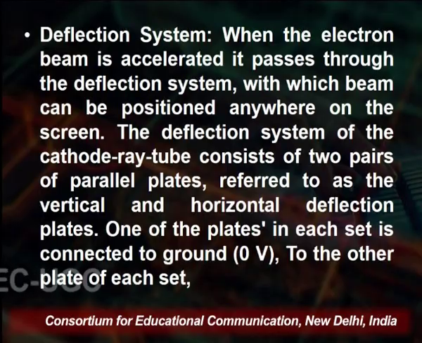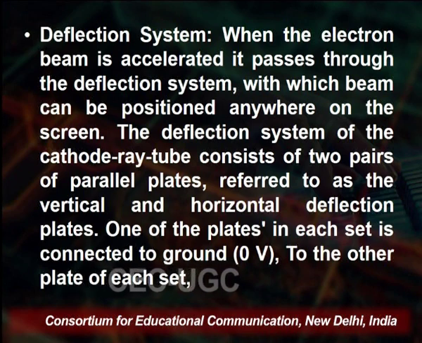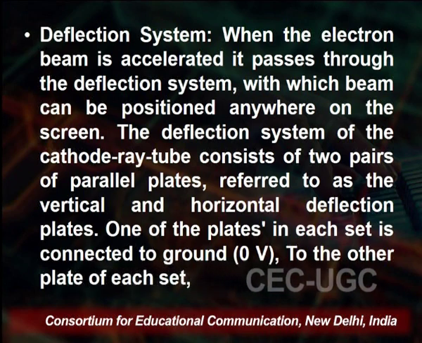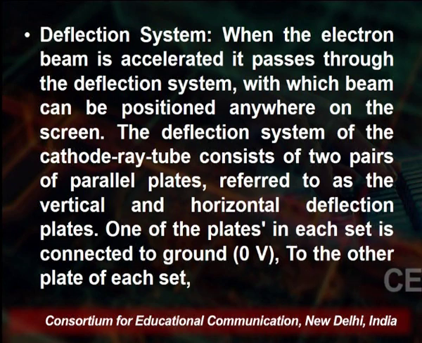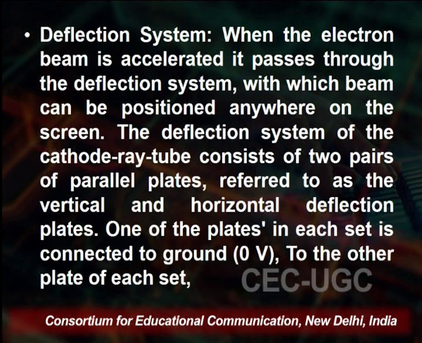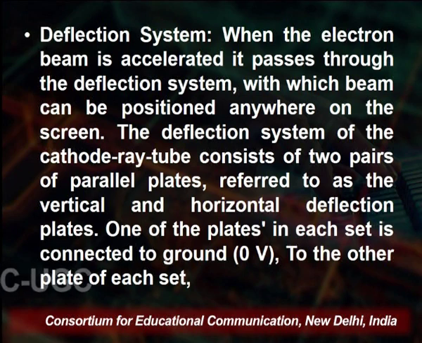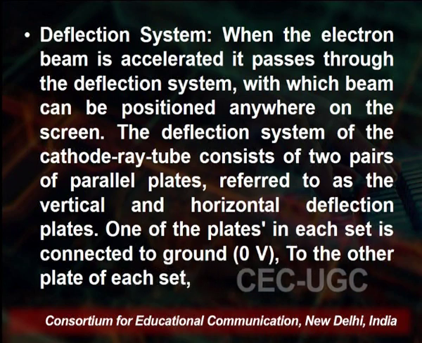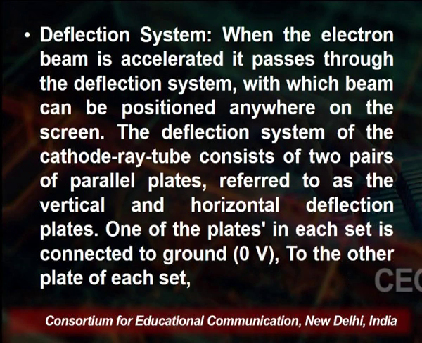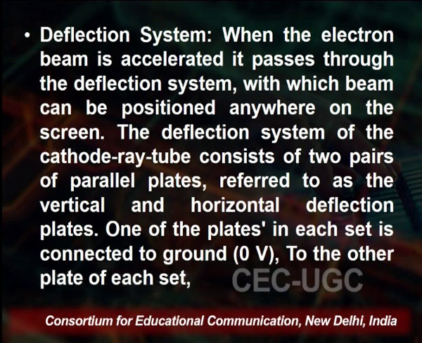The deflection system is used for deflection of the electron beam. When the electron beam is accelerated, it passes through the deflection system, with which the beam can be positioned anywhere on the screen. It means by this deflection system we adjust the movement of the beam and position the beam on the screen.